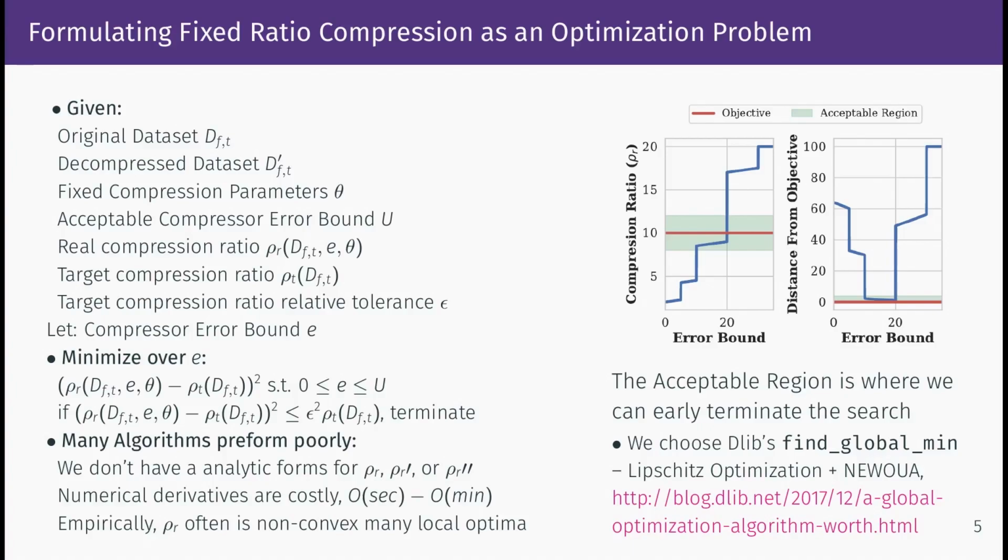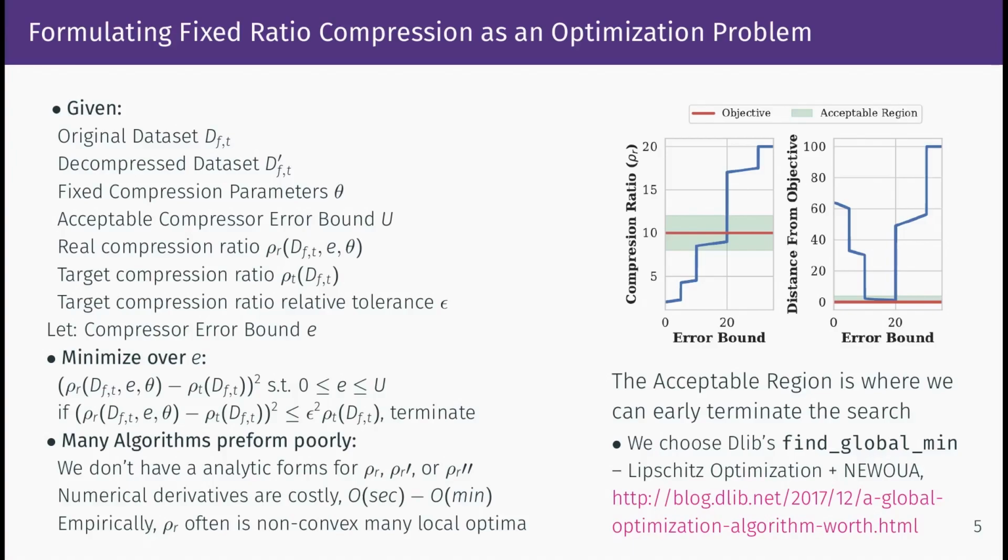We have some acceptable compressor error bound. This represents maybe an upper bound for how much error the users are willing to tolerate in their application. This gives us a function, rho r, which is the real compression ratio. It takes a data set, an error bound, and some fixed compression parameters. And then we also have a target compression ratio, rho t, which is based off of the data set. Ultimately, we want to find a compression ratio which is within a certain tolerance of the target. We'll call that tolerance epsilon. Finally, we'll let the error bound of the compressor be E.